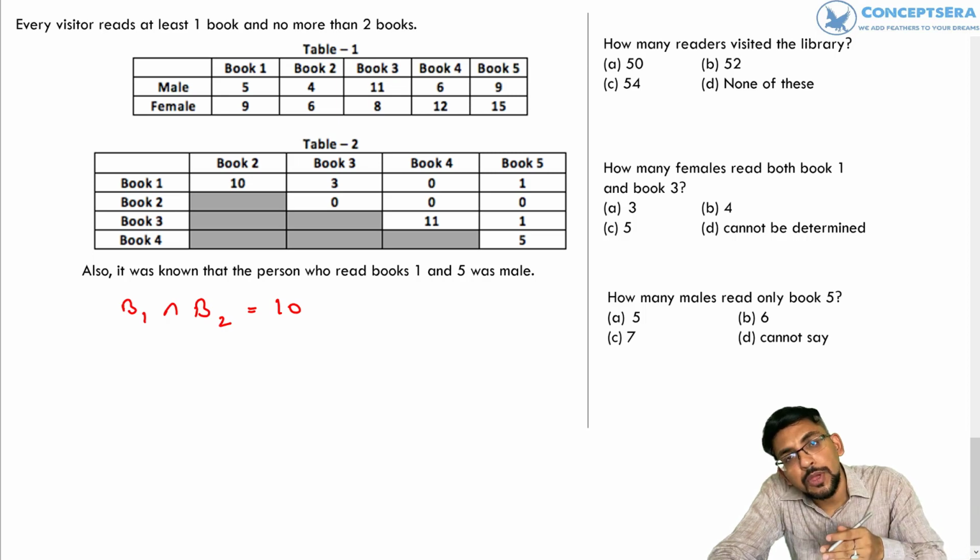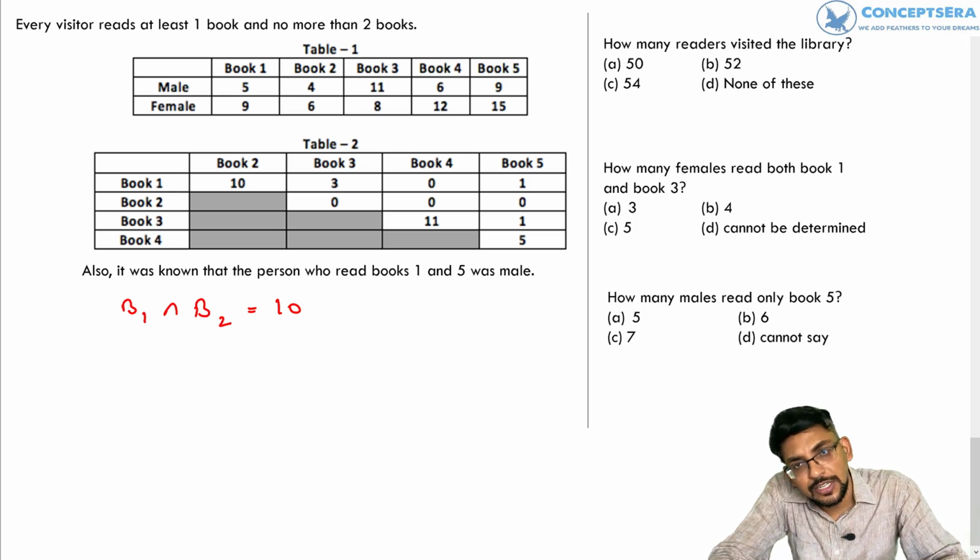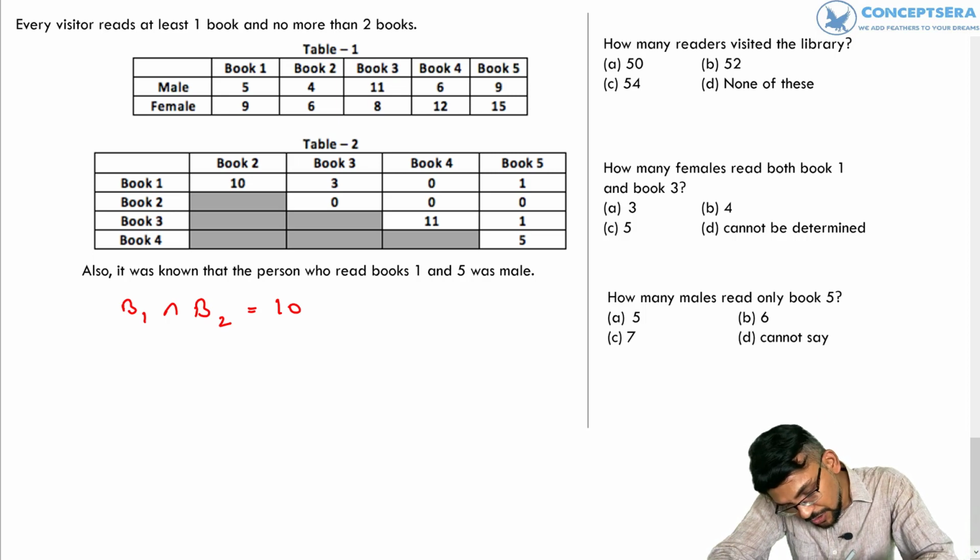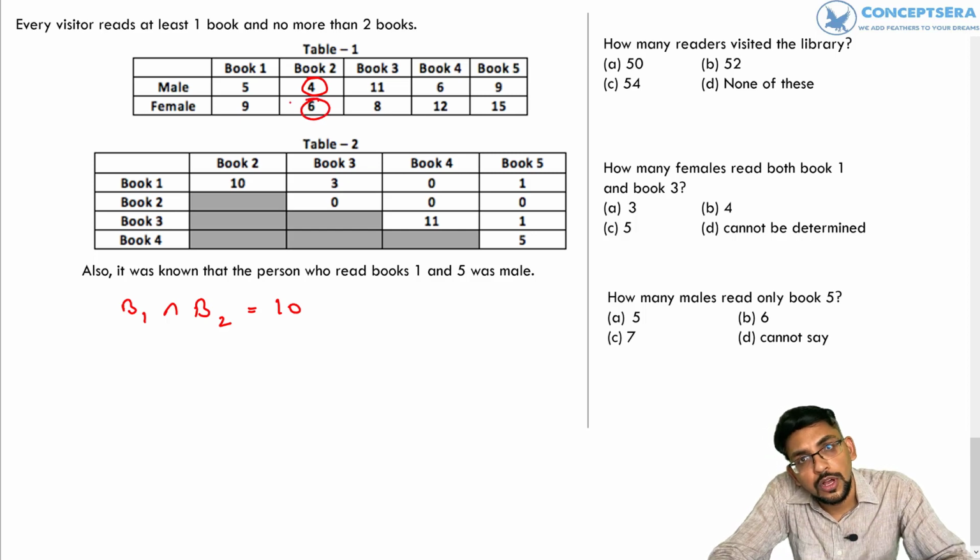It means the number of people involved in book 1 and book 2 together is equal to 10. Out of this 10, you can see 4 are only males in book 2 and 6 are only females in book 2. So in book 2, the number of males is 4 and the number of females is 6.